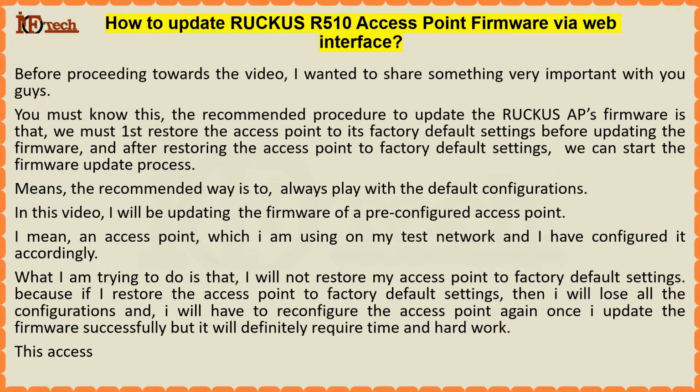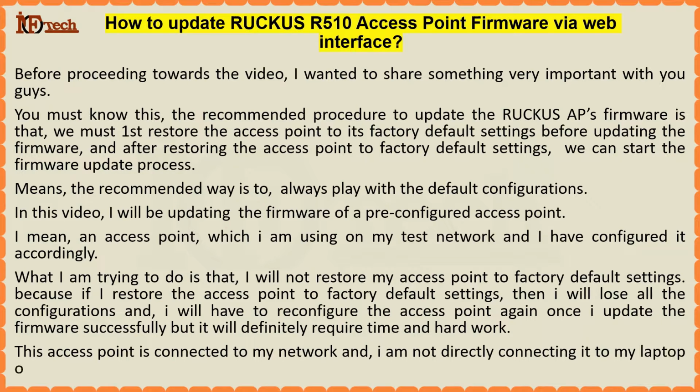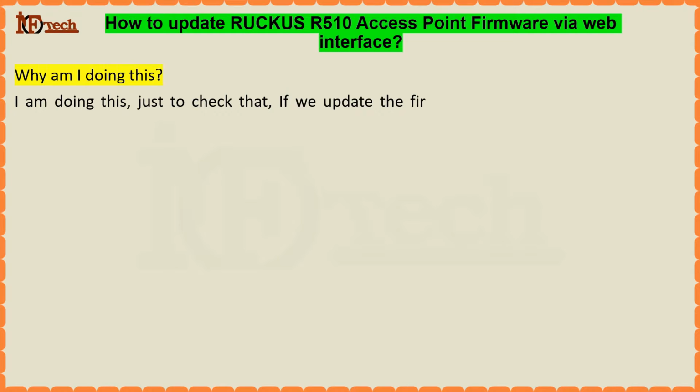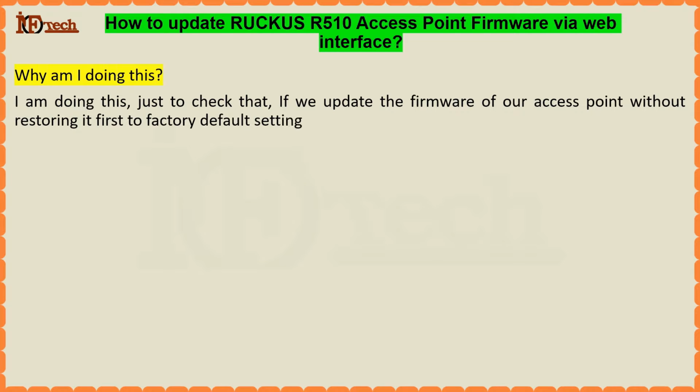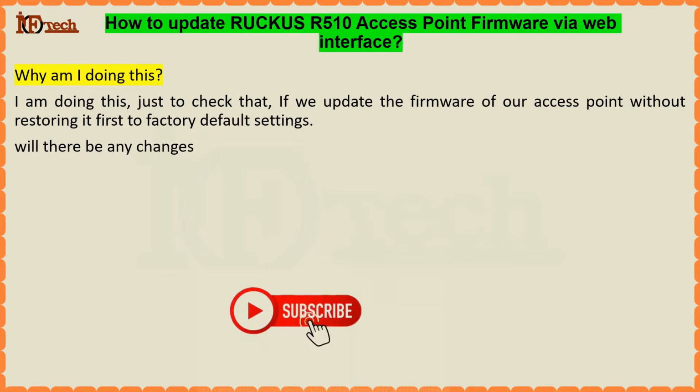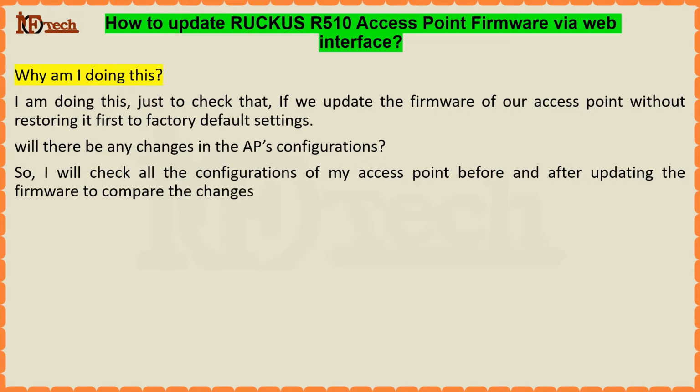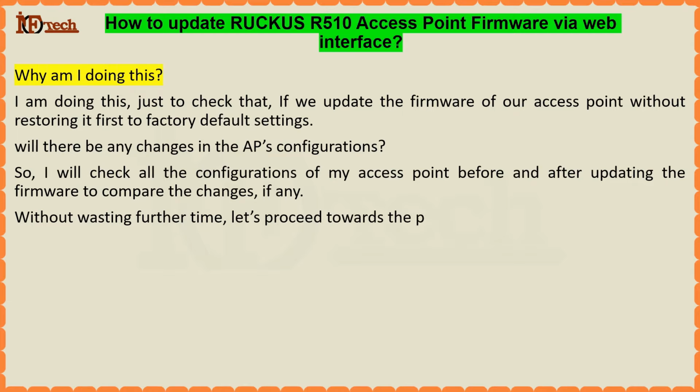This access point is connected to my network and I am not directly connecting it to my laptop or PC. Why am I doing this? I am doing this just to check that, if we update the firmware of our access point without restoring it first to factory default settings, will there be any changes in the AP's configurations? So, I will check all the configurations of my access point before and after updating the firmware to compare the changes, if any. Without wasting further time, let's proceed towards the practical section.